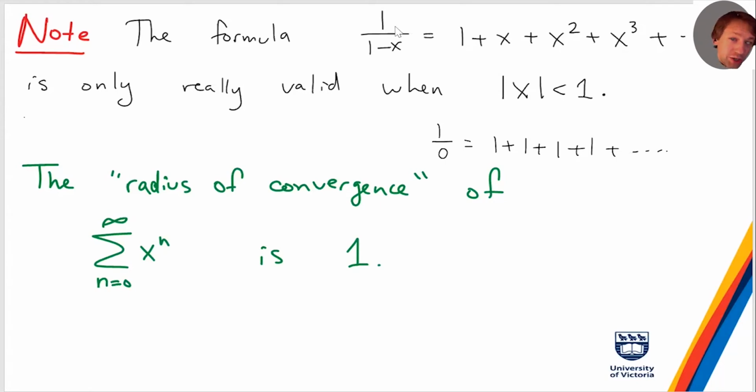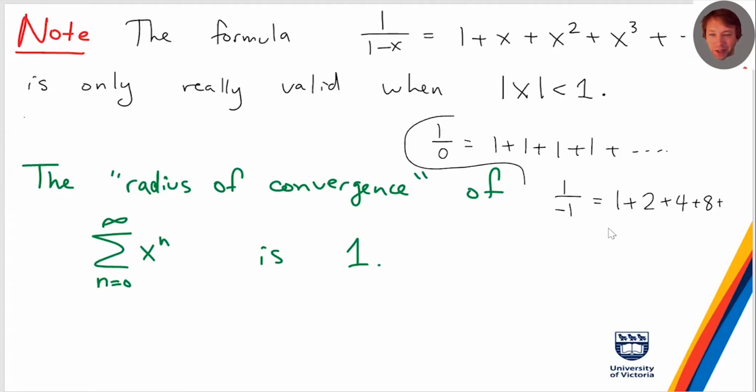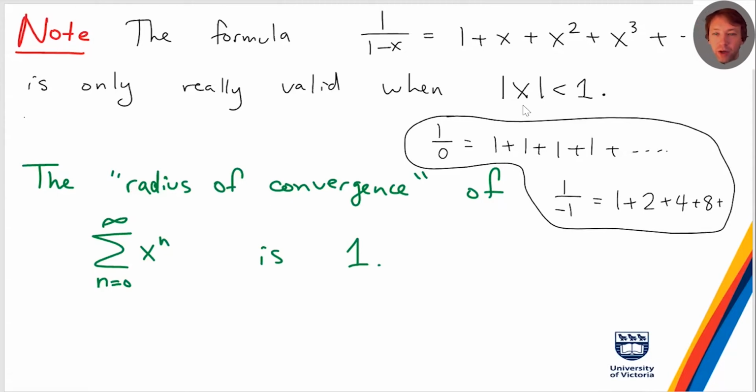And if I plug in 2, for example, it's even weirder because it's like 1 over minus 1. So it's a negative number equals 1 plus 2 plus 4 plus 8, something which is clearly positive. So this is just a warning that do not plug in numbers which are bigger than 1. Okay. And don't plug in -1 either. So you can only deal with numbers which are strictly between -1 and 1.